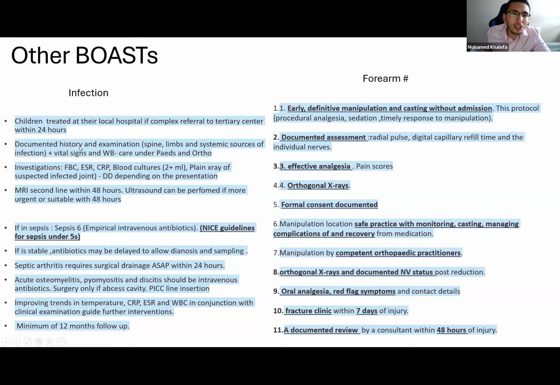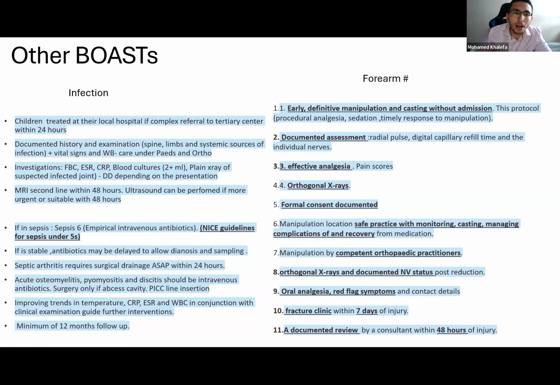You have to document history and examination, a head-to-toe examination of a child to look for a source of infection: limbs, joints, spine, and any systemic source of infection, a chest infection, for example. You have to document the vital signs and the weight-bearing status. And the care has to be joint between the orthopedic and pediatric teams together.